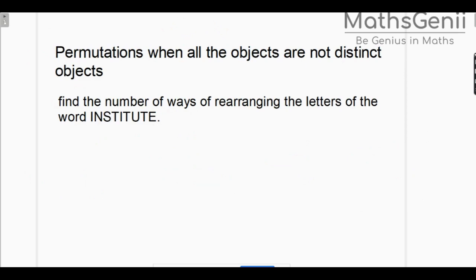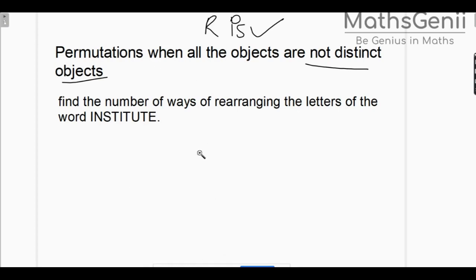Now let's look at this example. It is about permutation when all objects are not distinct, as in not different. Find the number of ways of rearranging the letters of the word INSTITUTE. Rearranging as in U might come first, and then S might come first. So what are the different ways? You can't sit and calculate, right? That is why we have the permutation formula. Now carefully pay attention to what I'm saying. This method is for not distinct objects, where repetition is there. Repetition is allowed. This is for that type.